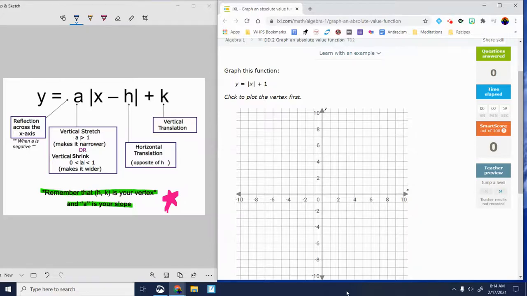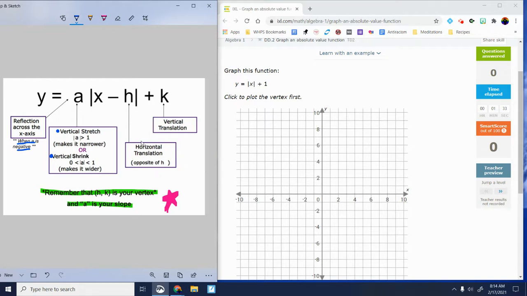Okay, so let's go over how to graph an absolute value function. Before we do that, just a quick reminder that this is your absolute value transformation function, where the number in front, a, tells you two things. It tells you if the graph is reflected, that occurs when a is negative. A also tells you if it's a vertical stretch, that's when a is greater than 1, or if it's a vertical shrink, that's when a is between 0 and 1.